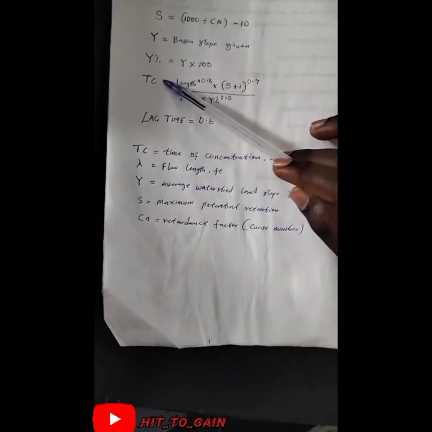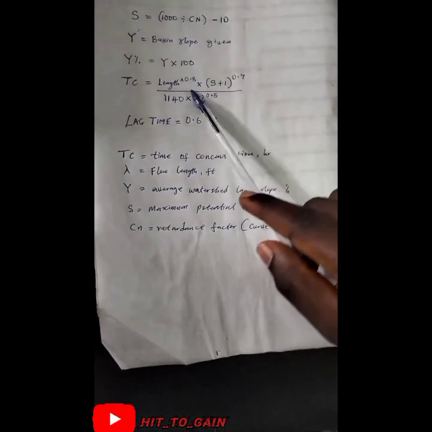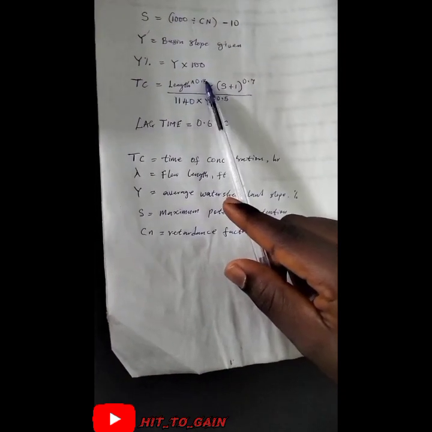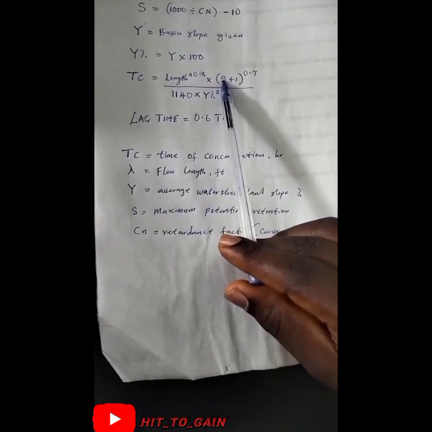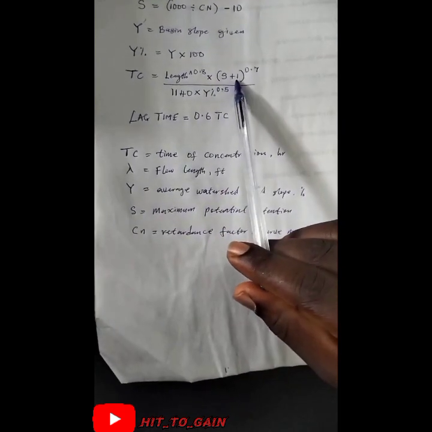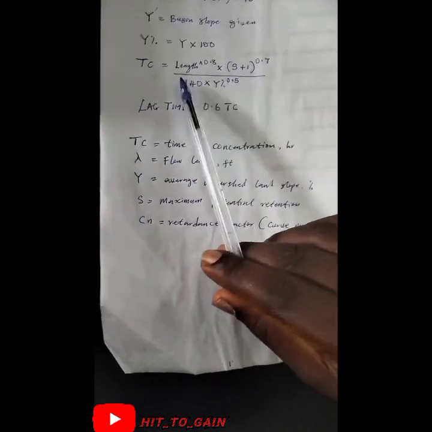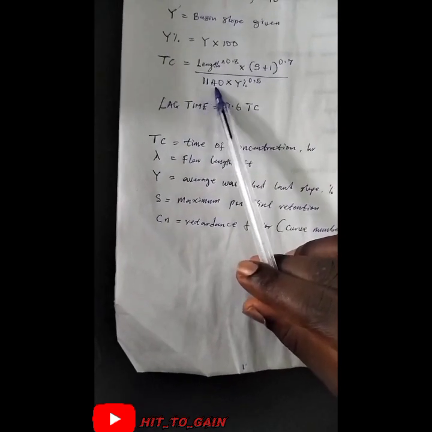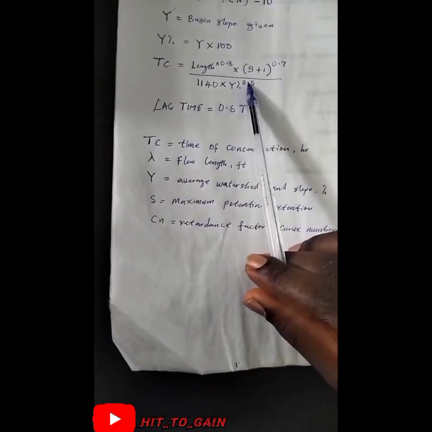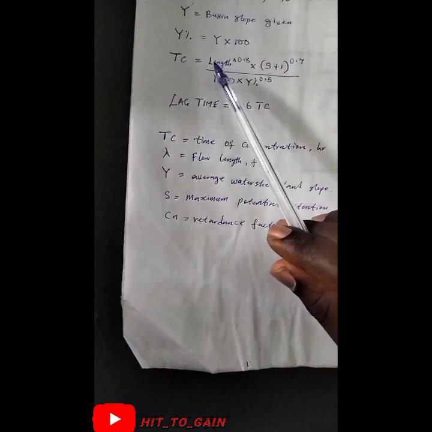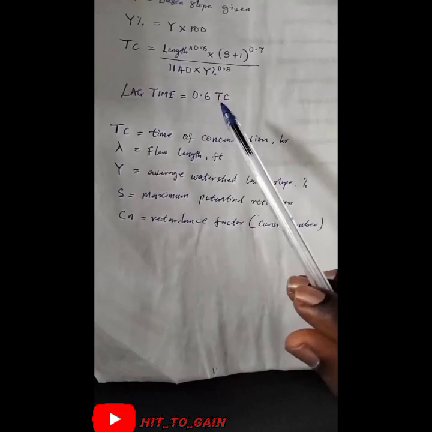Then this is now the formula for the TC, which is calculated by the length in feet raised to power 0.8, multiplied by the S, which is the maximum potential retention, plus 1 raised to power 0.7, all over 1140 multiplied by Y percentage raised to power 0.5. Anything you get here is your TC. You now factor it into your lag time formula to get your lag time for each sub-basin.